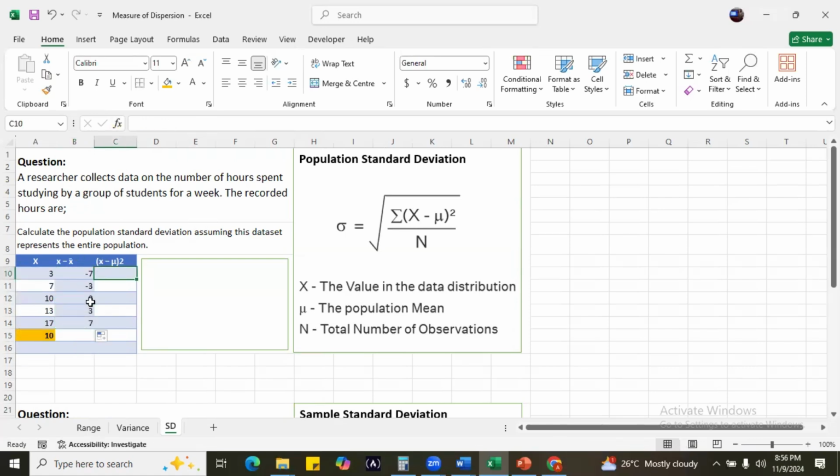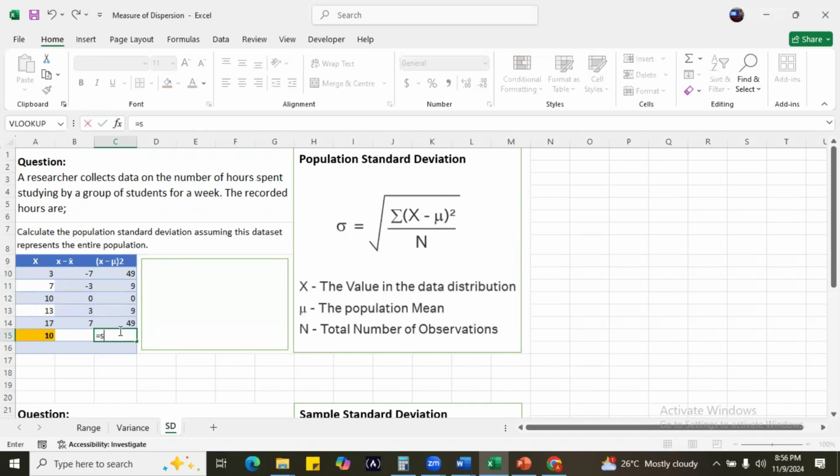Now we have to calculate the square of these values. We say equals, and I want to square this by multiplying it by itself. So we have 49, the square of 7 is 49, and we take it down. Then we have to sum it. That is why we have the summation sign here. We say equals sum, and we sum the values in this range. So we have 116 here.